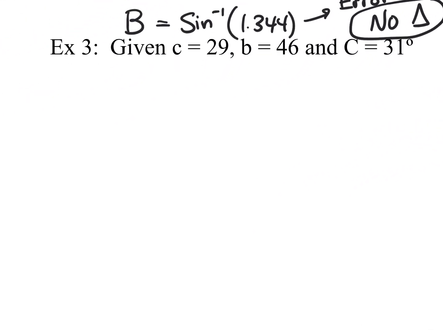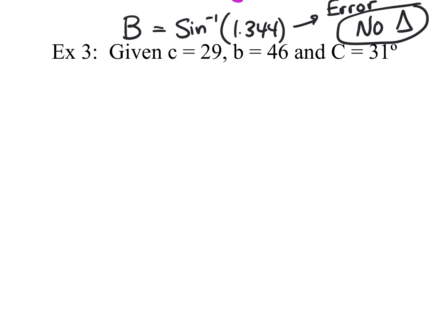Last case, you could probably guess what's going to happen here. We have seen no triangle possible. We've seen one triangle possible. Let's go ahead and see what happens here.